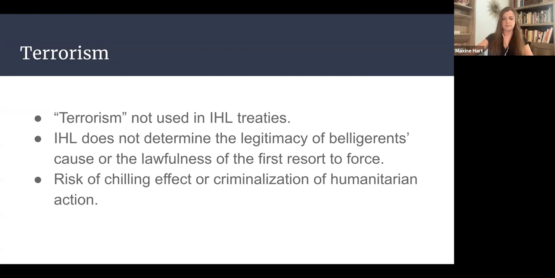It threatens the principle of neutrality in humanitarian work, and really the problem with that is that it works to the detriment of civilians and other people who are in the power of the party to the armed conflict that's being labeled terrorist. So it's hurting the people that IHL is meant to help, is kind of the concern.